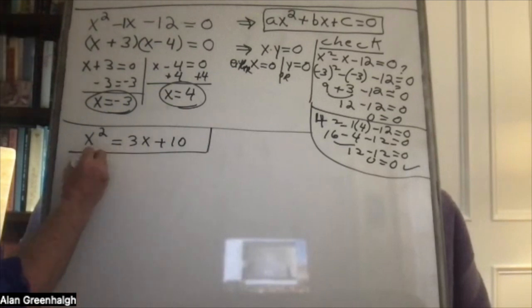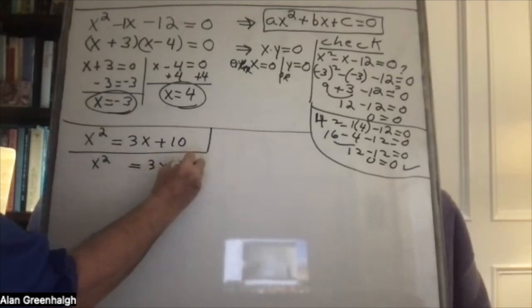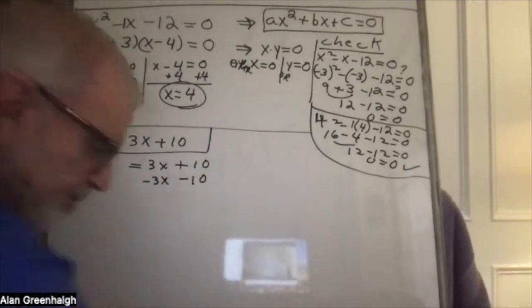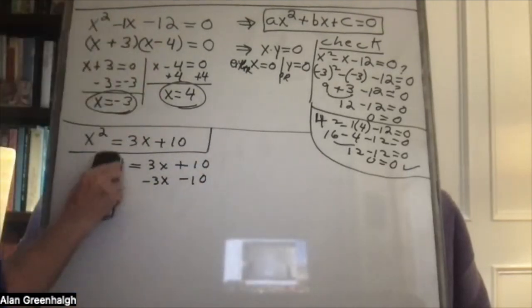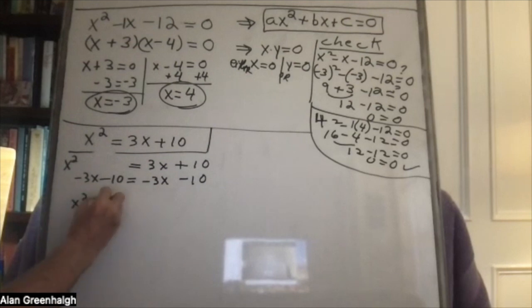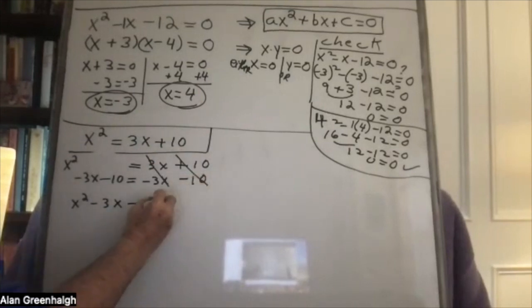We're going to take x squared = 3x + 10, bring over the 3x, bring over the 10, allow a little room here, which we can do. And once again, the -3 goes on that side, the -10 goes over there. Okay, and this will become x squared minus 3x minus 10. This becomes 0, that becomes 0.